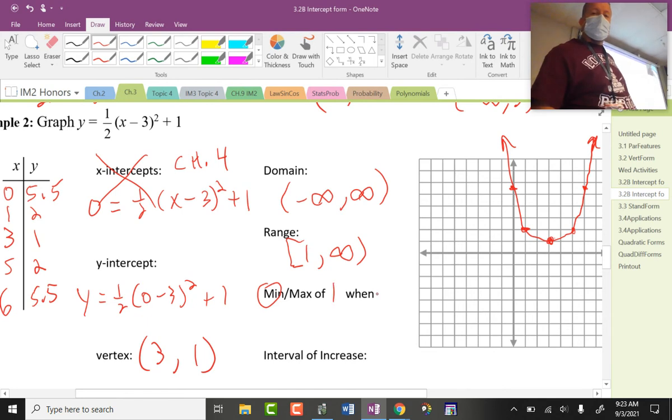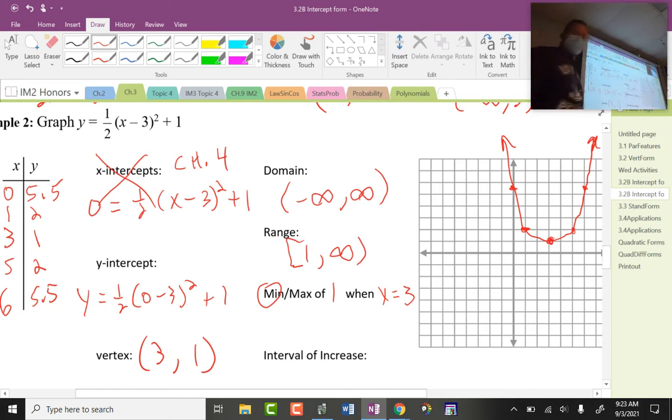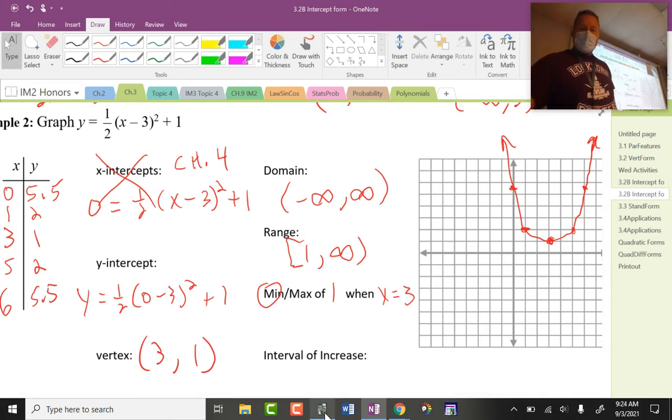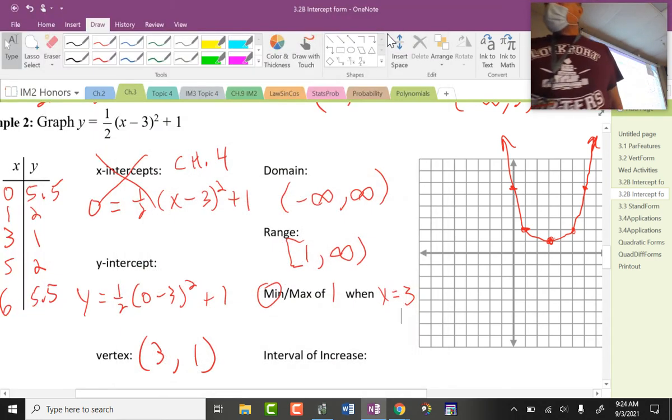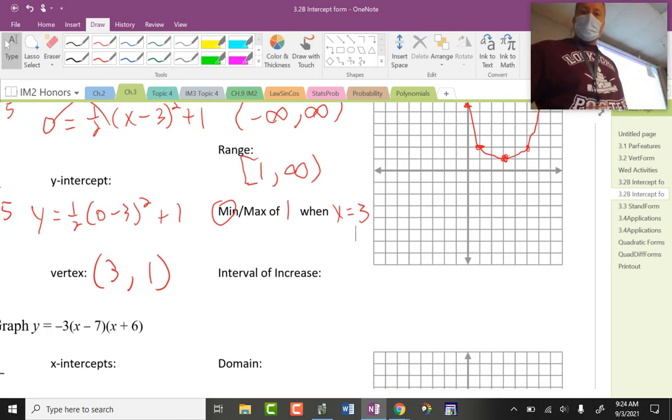When x equals... yeah, that's how you word all that. Awesome. All right, let's get someone else. Well done. And then entry 7. Nice. Let's see where we're at, Sophia, on intervals of increase and decrease.